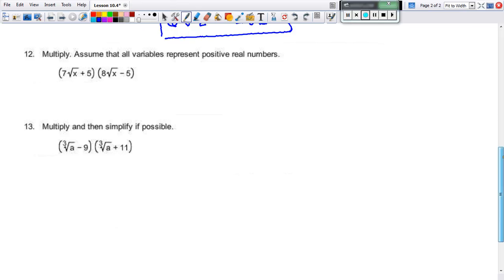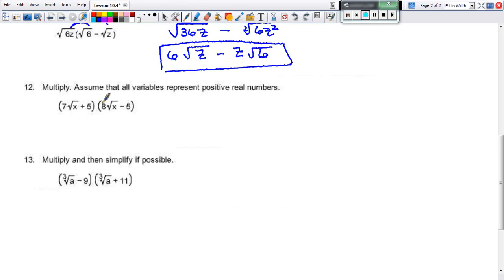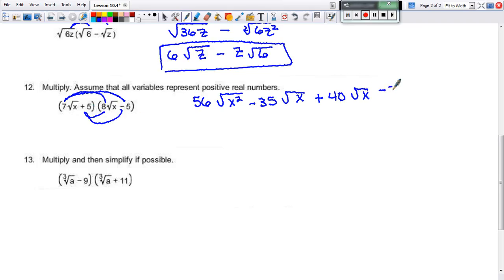Okay, this next one, numbers on the outside get multiplied together and numbers underneath the radical get multiplied together. So here's how this works. 7 times 8 is 56, and the square root of x times x is the square root of x squared. Then 7 times negative 5 is negative 35, and I have a square root of x there. 5 times 8 is positive 40, and I also have a square root of x. 5 times negative 5 is negative 25.